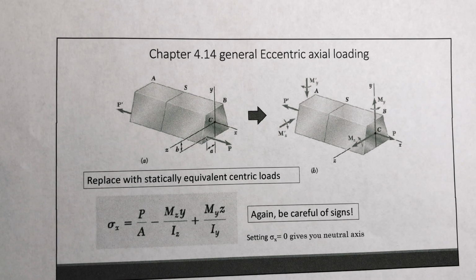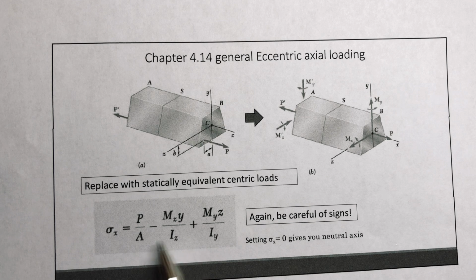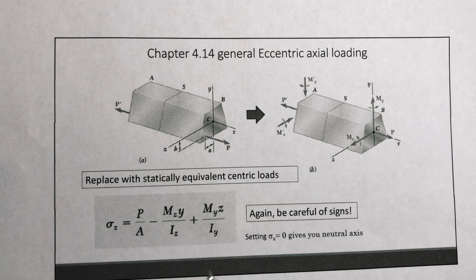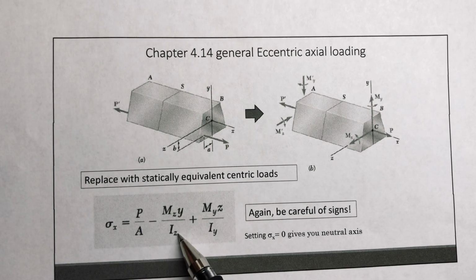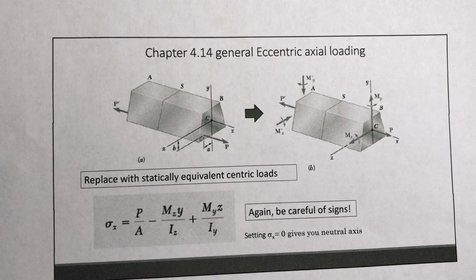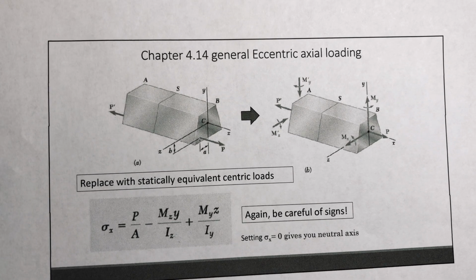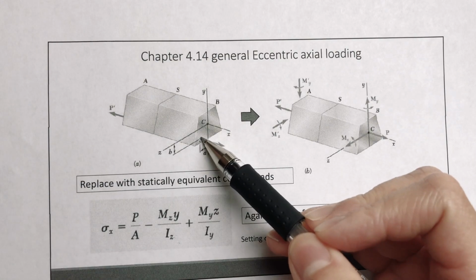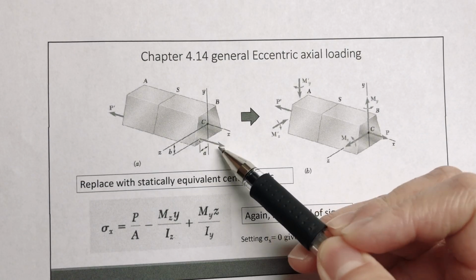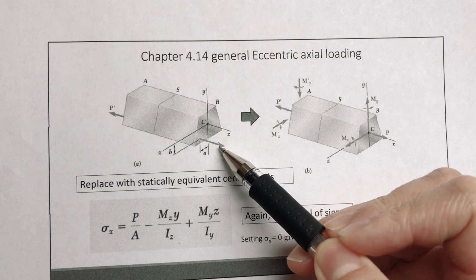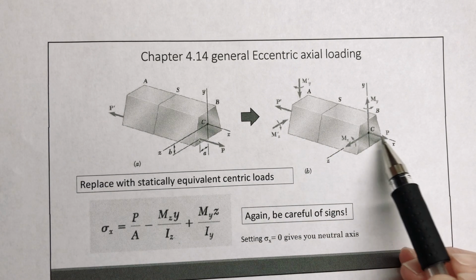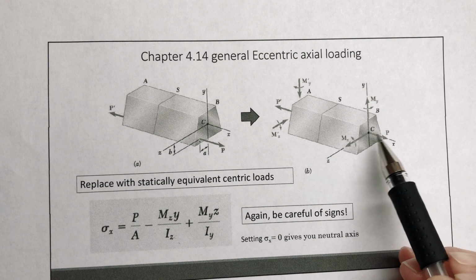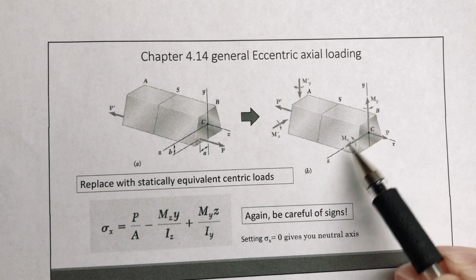So before we only had two terms. What we talked about, eccentric loading. So we had the centric load plus the stress from the moment. But now we're doing 3D. So this eccentric loading, an equivalent now is going to be the centric load plus two moments.